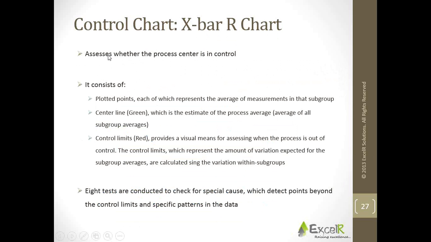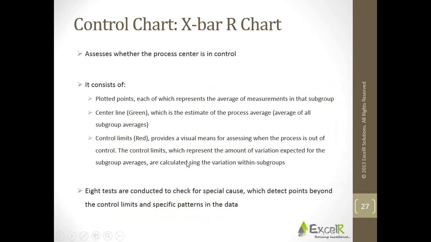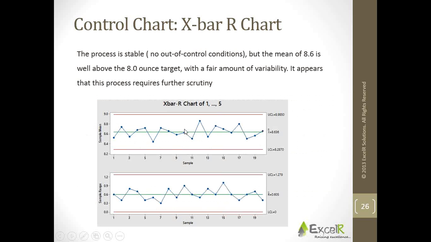We use the X bar R chart to check whether the process center is in control or not. What does it contain? It contains the plotted points. These blue dots are the plotted points. It also contains the green line, which is a center, which is nothing but the estimate of the process average. It is the average of all subgroup averages. Right, this green line is an average.